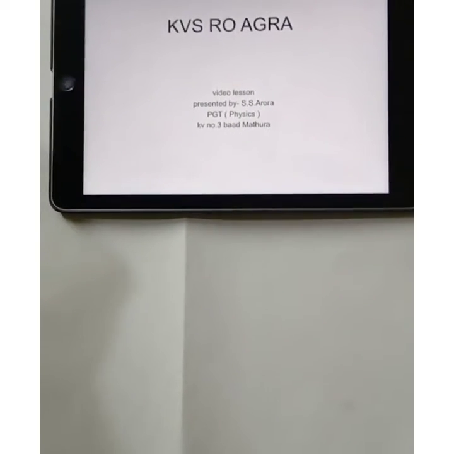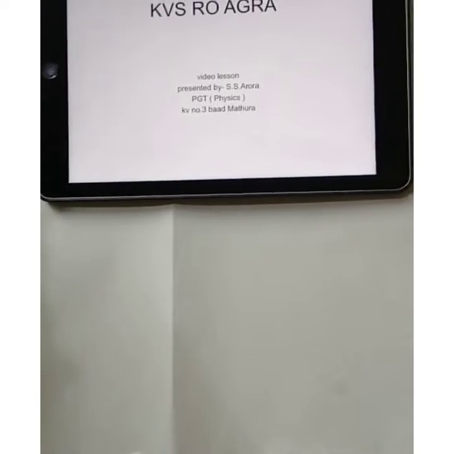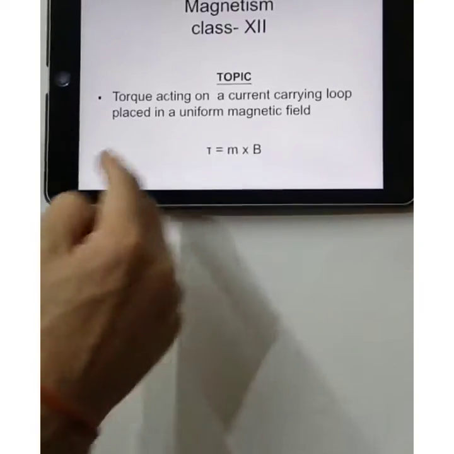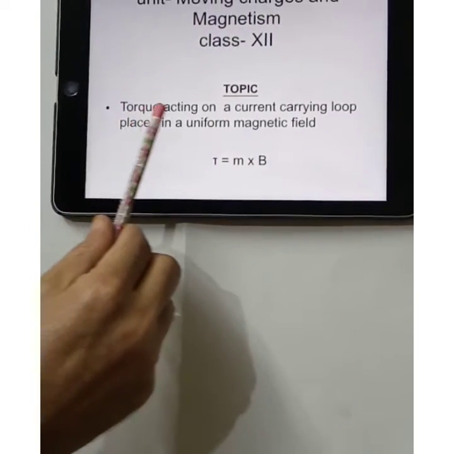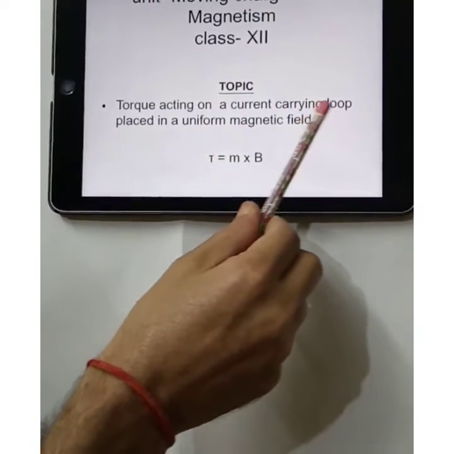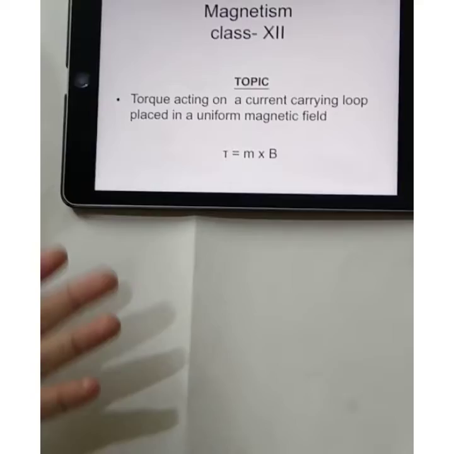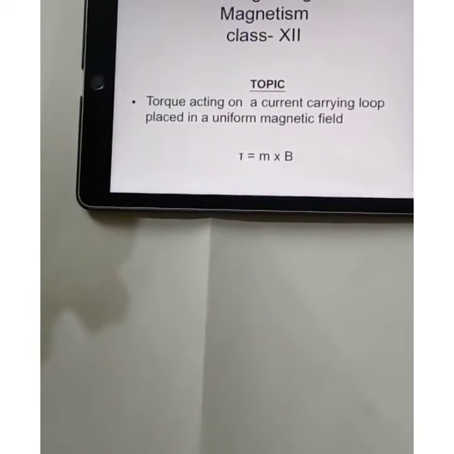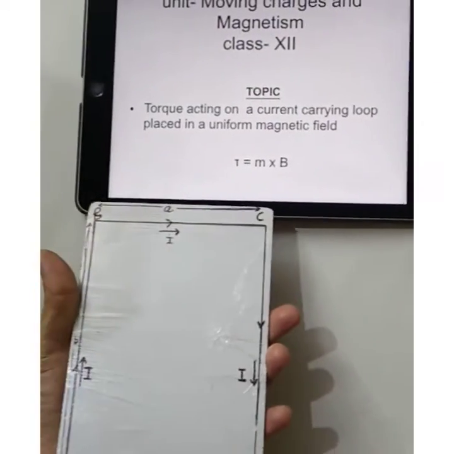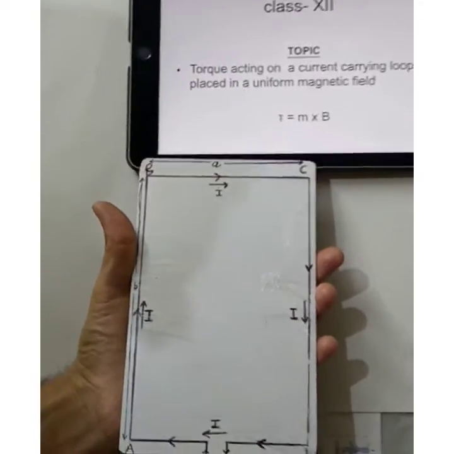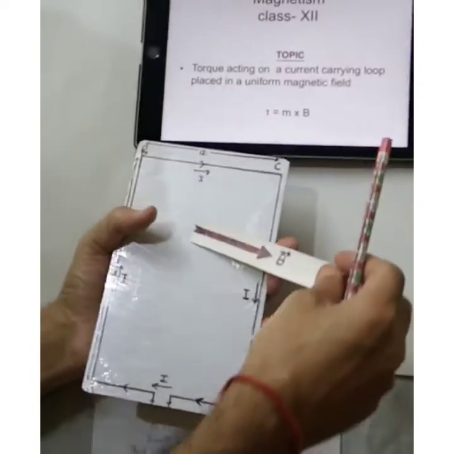Hello children, I welcome you to this video lesson on the topic of torque acting on a current carrying loop placed in a uniform magnetic field. Now I have a current carrying loop. This is the current carrying loop. It is placed in the magnetic field B.